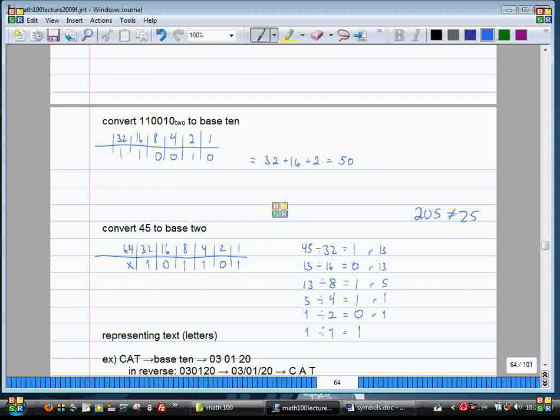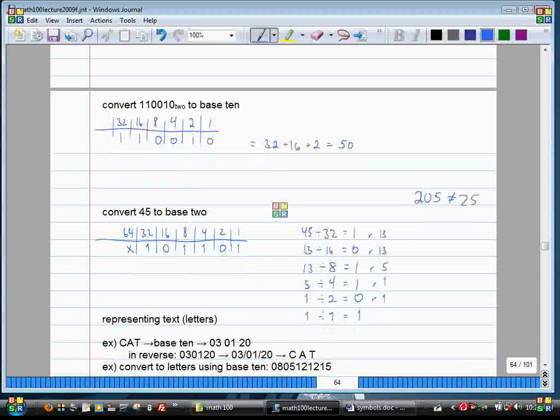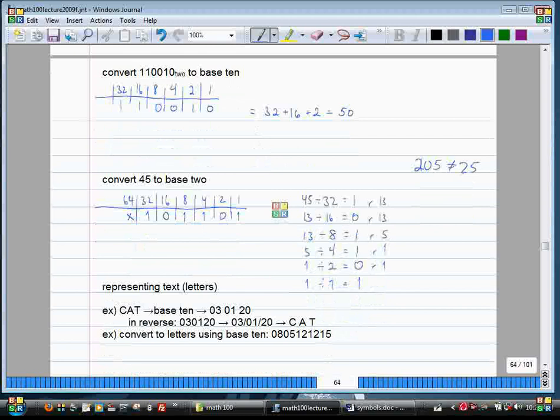So the first chunk would be 03. What's the third letter of the alphabet? C. Next chunk would be 01. What's the first letter? A. Next chunk would be 20. What's the 20th letter? T. So in that way you could decode this string of seemingly random numbers with this very important message. So why don't you guys convert this to letters using base 10?